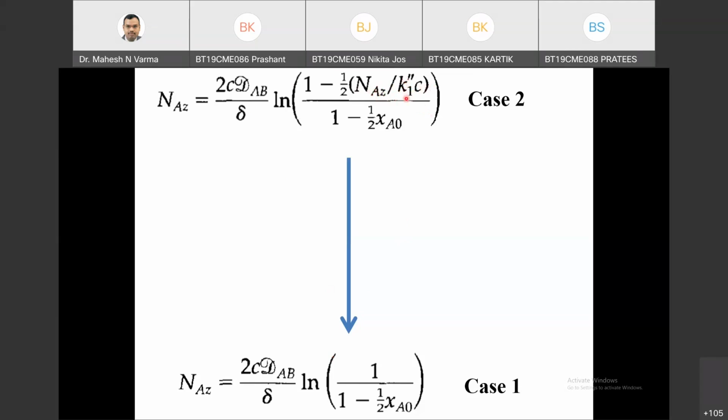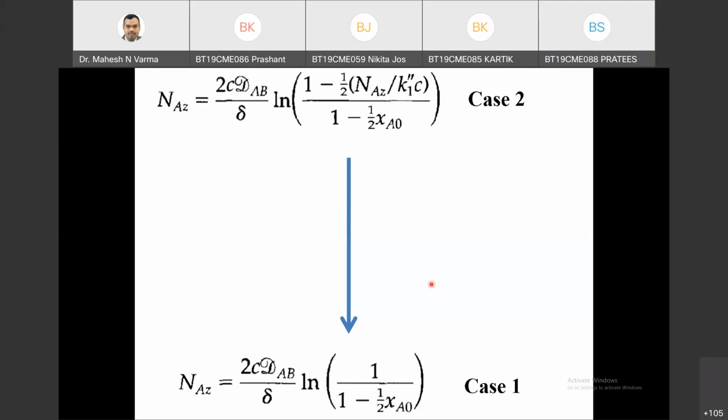So K1 double dash is larger as compared to DAB. Then we should get this equation. Most of the time your assumption is correct, K1 double dash is large, and you will get the correct equation, but your interpretation will be wrong. K1 double dash is not larger as compared to NAZ. K1 double dash is larger as compared to DAB.